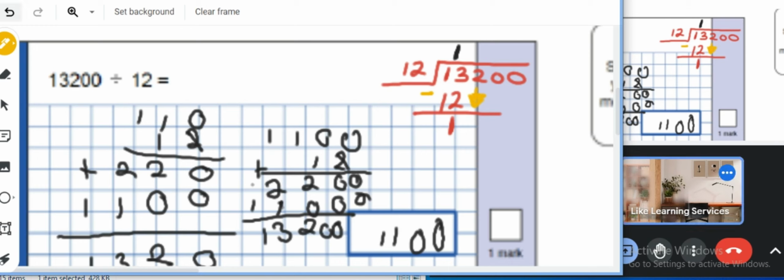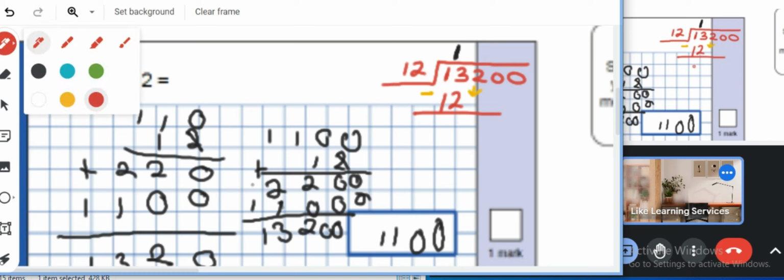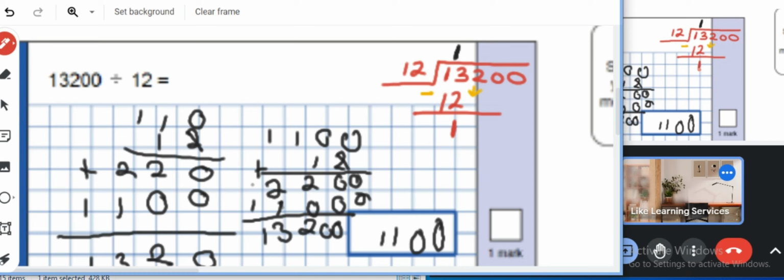No, let me draw it very well so it doesn't look like something else. We bring it down. Sorry, I missed something. It was originally 1. Then we bring down the 2. That's here. So you're going to say 12 divided by 12, is it not? Yes, sir, it's 1. That's 1 again.